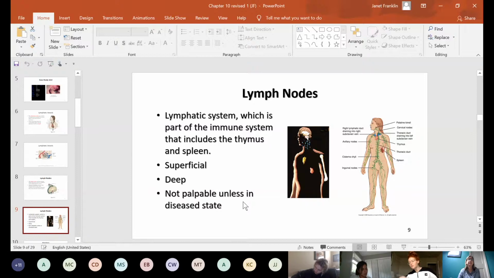So if you are feeling a lymph node when you're doing your extra oral exam, that means that there's something going on. Now, does it mean that the diseased state is anything deadly? Of course not. It could be something as simple as some sinus drainage, or a canker sore. So it doesn't have to be anything deadly or horrible for a lymph node to be palpable, but it definitely means that there's something causing it to be palpable. Otherwise, they shouldn't be.